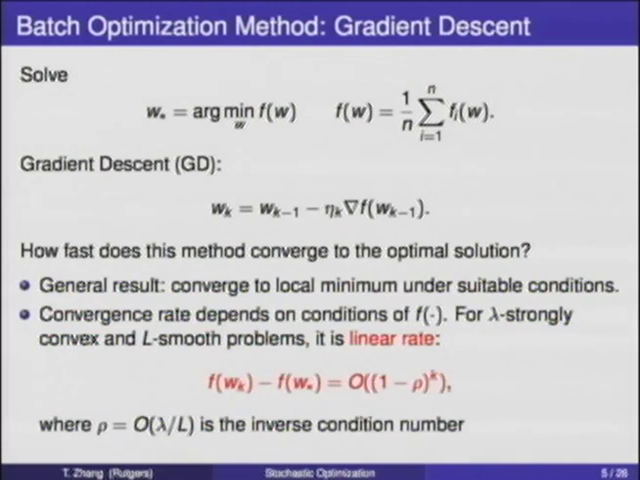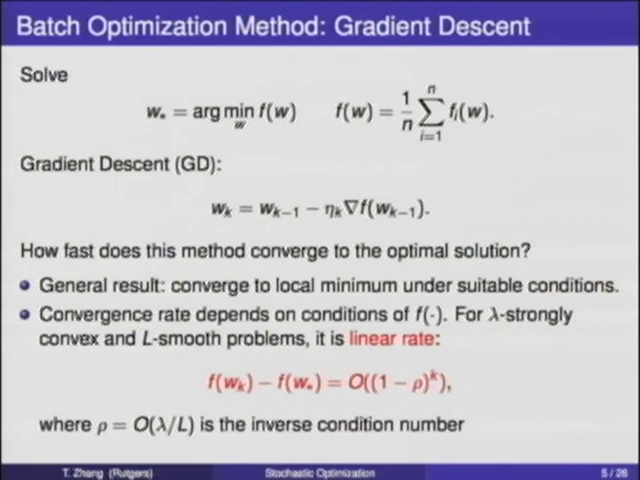Generally, you have this kind of result. You compare to a local minimum, whether it's convex or not doesn't matter, but the convergence rate depends on conditions. For the case of illustration, we are more interested in strongly convex and smooth functions. For this kind of problem, we know the convergence rate is linear. Those are classical results.